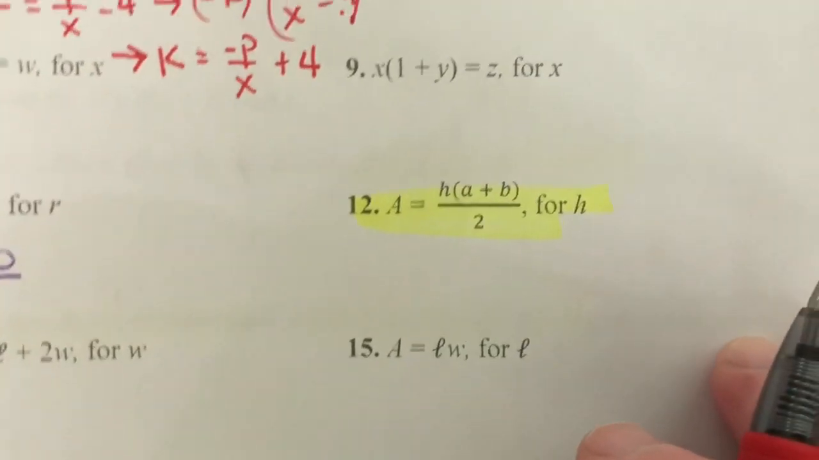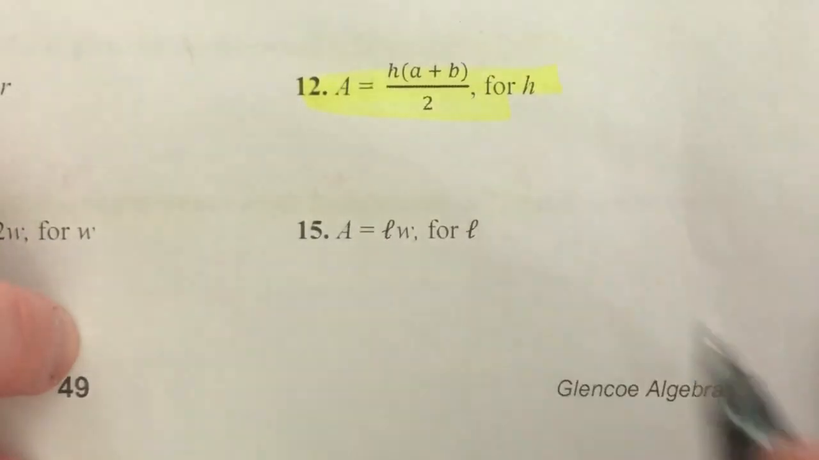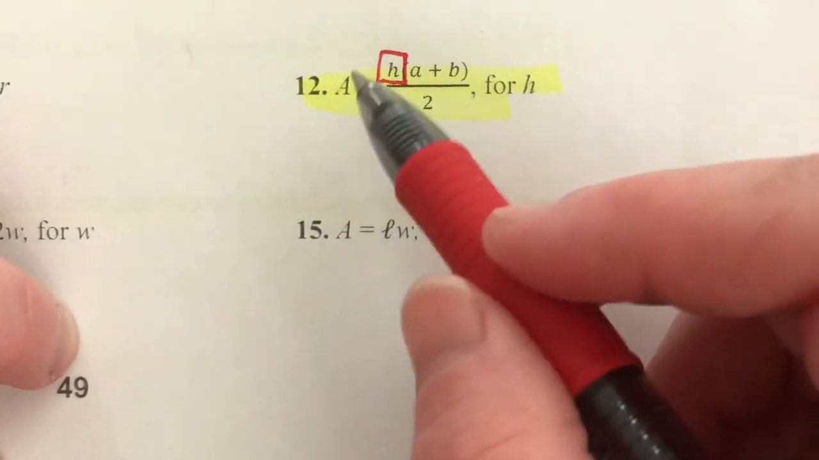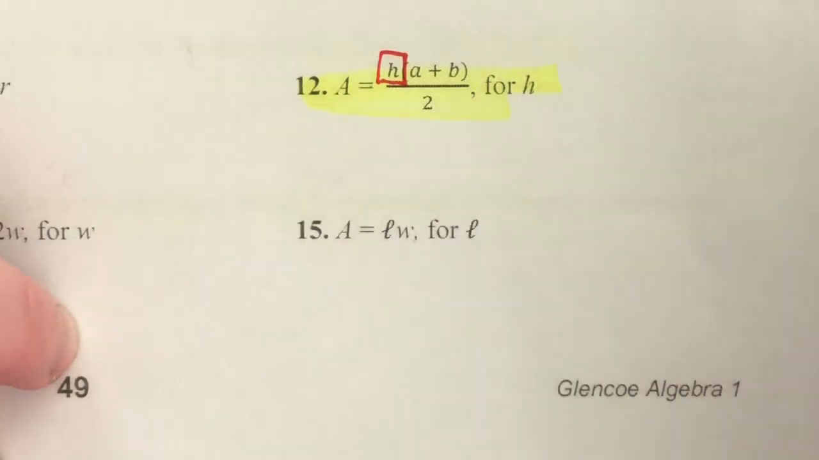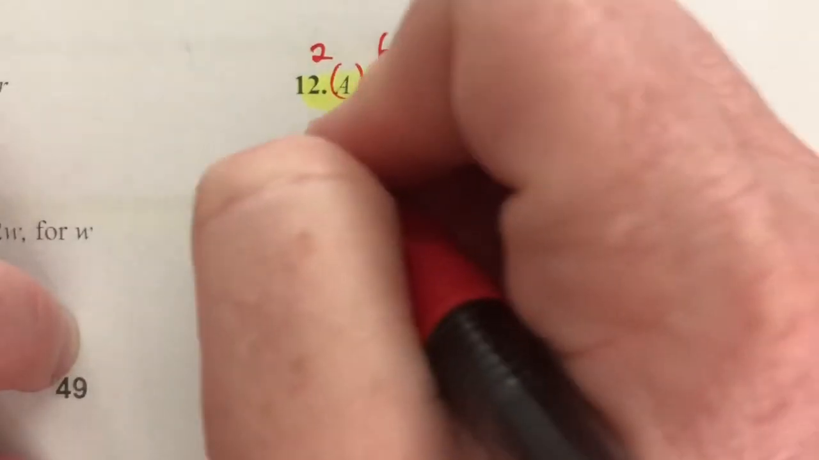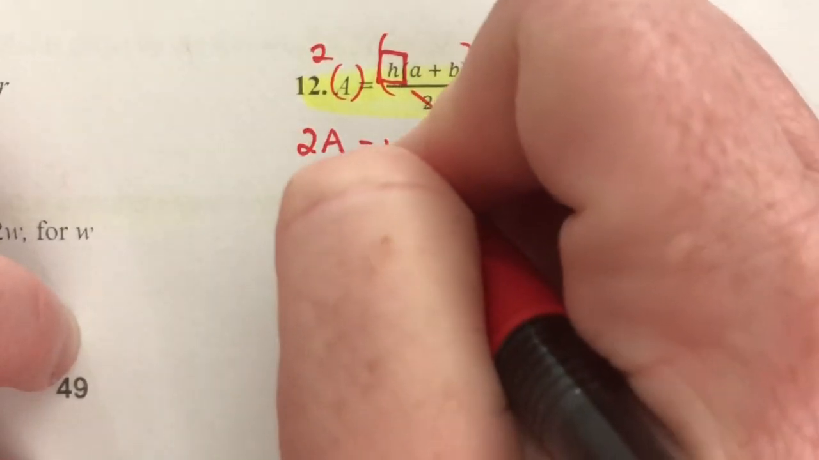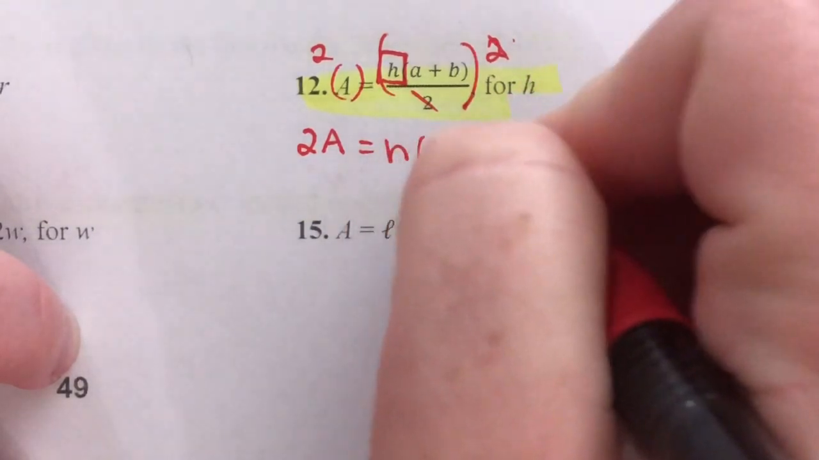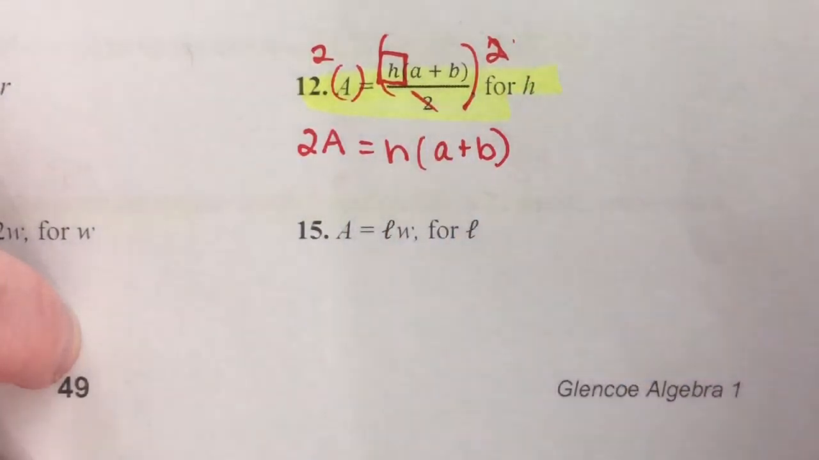And last one, number 12, we had to solve this whole problem for h. Here is h. All right, so this is like a fraction, sort of. Before we can touch the top, we have to get rid of the bottom. So we're going to multiply both sides of our equation times 2. Right, and these 2's are going to cancel. So I'm left with 2a equals h times a plus b, and I don't have it over 2 anymore, okay?